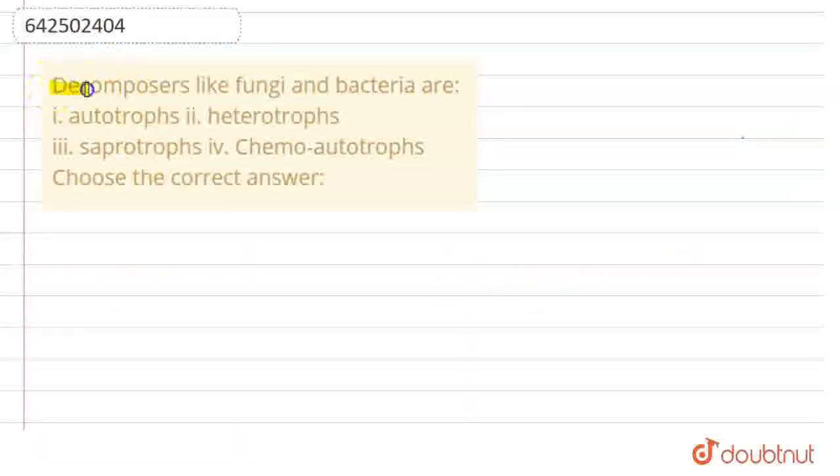The question here is that decomposers like fungi and bacteria are autotrophs, heterotrophs, saprotrophs, chemo-autotrophs. Choose the correct answer. Right. So let's see the answer now. So the first thing that we are going to discuss is about the autotrophs.